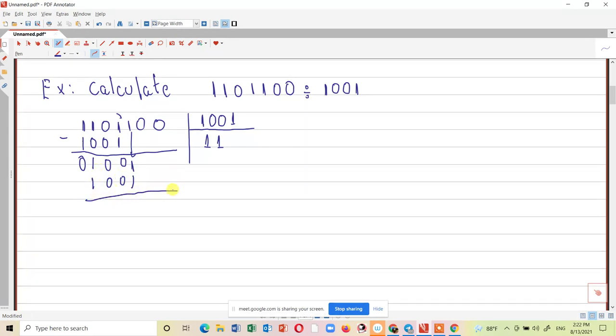And the next is 1001. So this is equal to 0. We have two zeros we put here, 0 and 0. So this is equal to 11000 in binary.